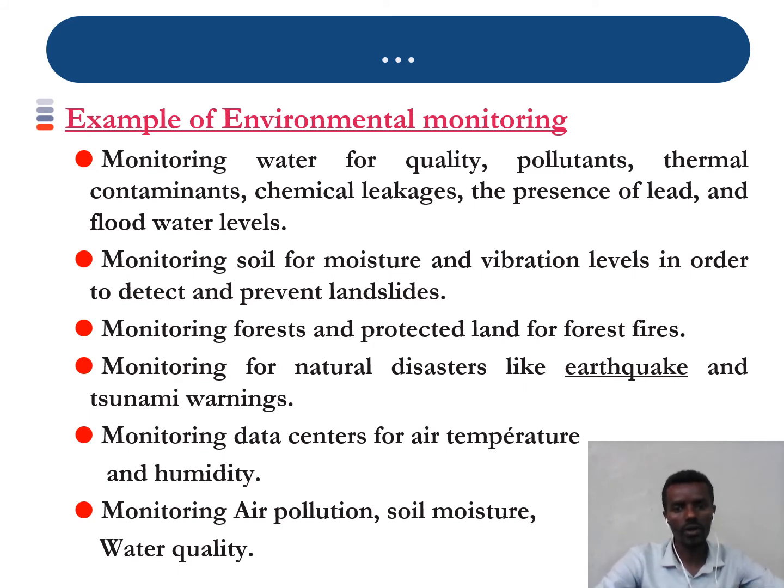It can also monitor the soil for moisture or vibration level in order to detect and prevent landslides, especially. That means like earthquakes, or if the soil has moisture. For example, if you want to build a building around one area, you can consider the humidity in the soil, the pressure, the moisture of that land, and how it can handle the work. And it also monitors the forest and protected land for forest fires. For example, if some problem is created in the forest or the land, it can give some forecasts on this. So these and so forth can be done by these environmental sensors.